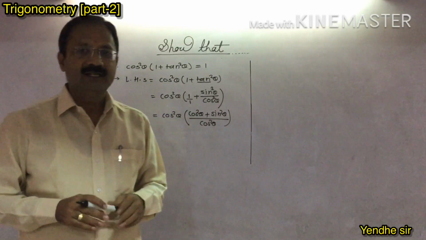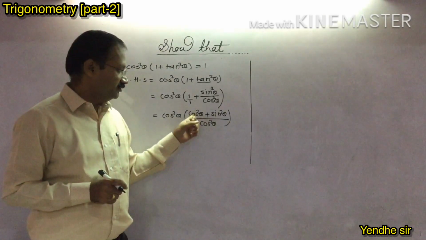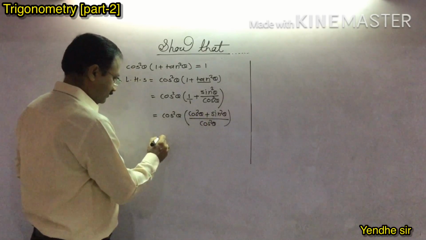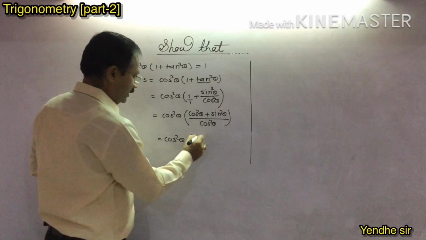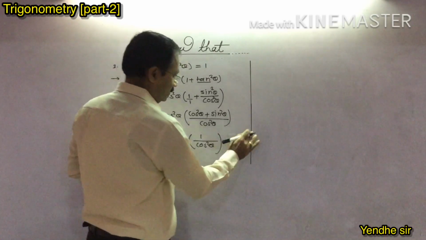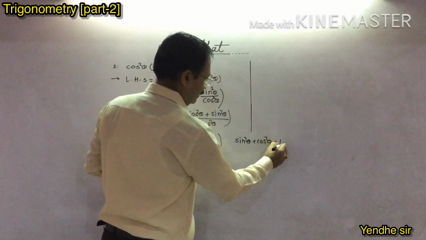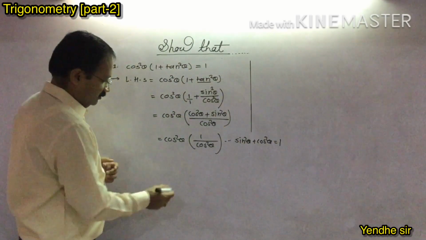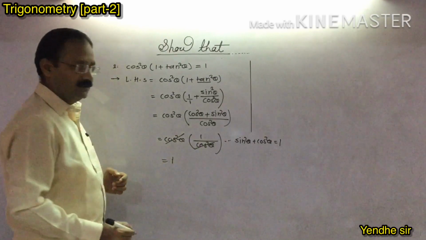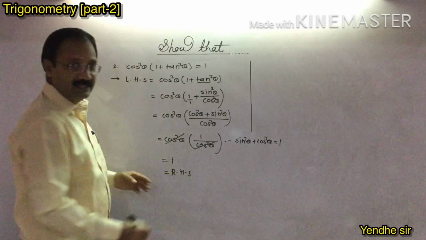Rule number 5, you have to write the formula of sin square theta plus cos square theta. Is sin square theta plus cos square theta there? Yes, it is there. So instead of that, you have to write 1 upon cos square theta. Here you have to give the reason: sin square theta plus cos square theta equals 1. Now see this, cos square theta and cos square theta will be cancelled, equals 1, and this is our target. So you have to write it RHS.